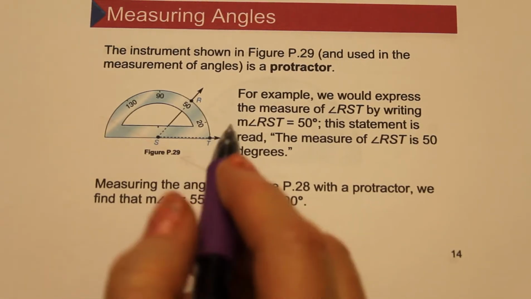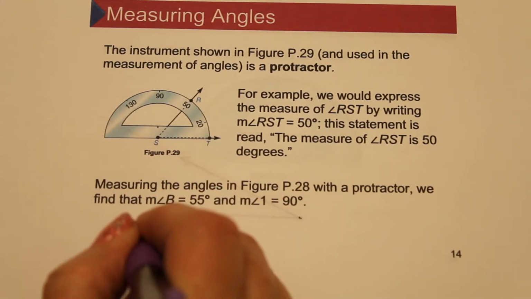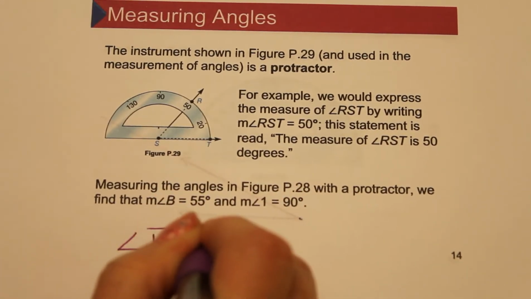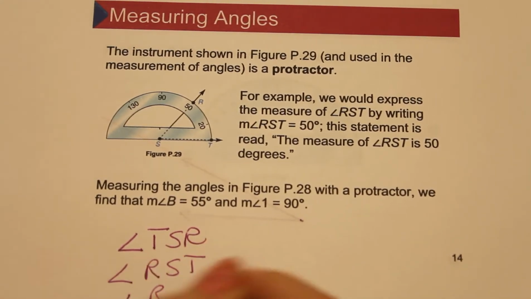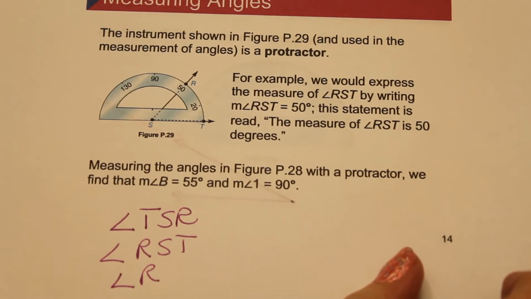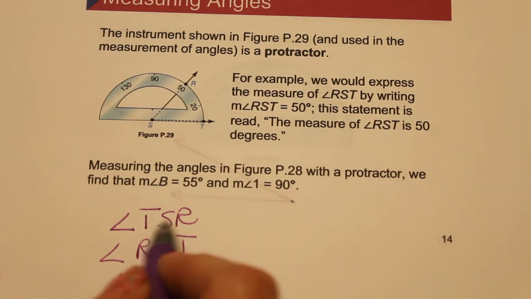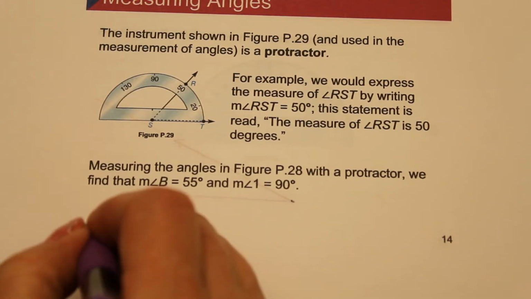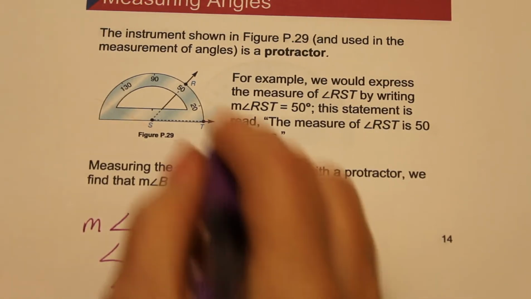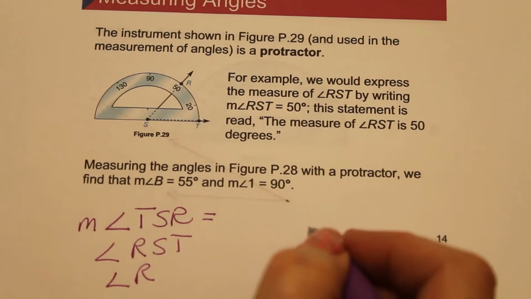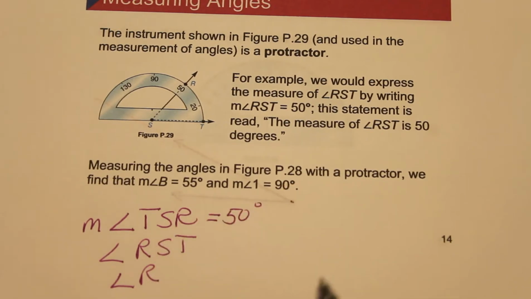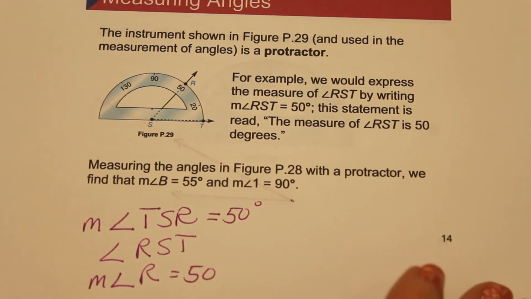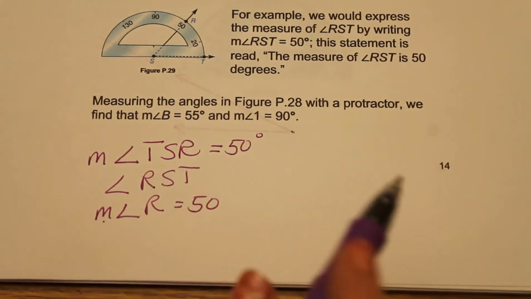All right, so we've learned how to name angles. This particular angle would be angle TSR, or we could say angle RST, or we could just call it angle R because that's the only angle that's on there. But if we want to put the measurement, we're going to have the M in front. The measure of angle TSR in this case looks like it's 50 degrees. You can put a 50 or you can put 50 degrees, or the measure of the angle R would be 50. So if you're talking about a measurement of an angle, you want the little M in front.